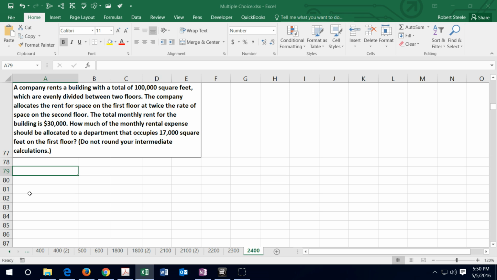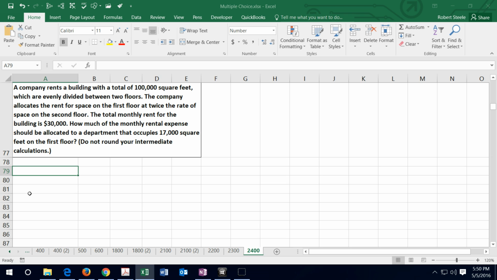Okay, so there's a couple ways we can think about this, but we will have to use, once again, allocations, because we're going to allocate based on square footage. But then they threw in this added twist that we're going to have the first floor allocated twice as much as the second floor. So that's how we're going to have to think through this.